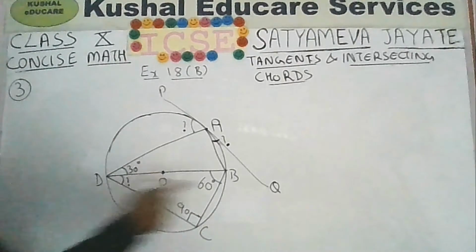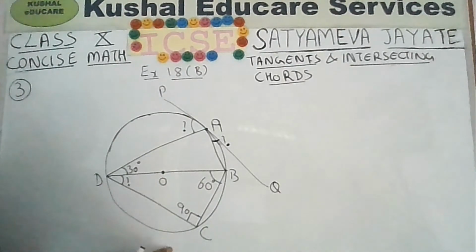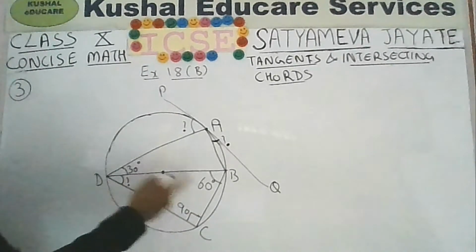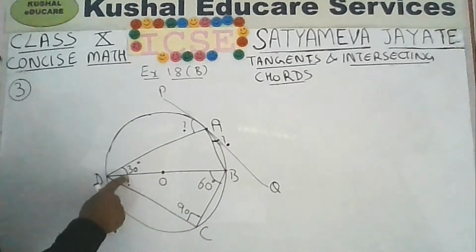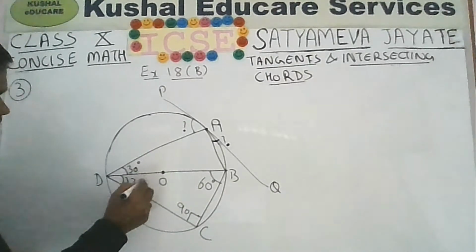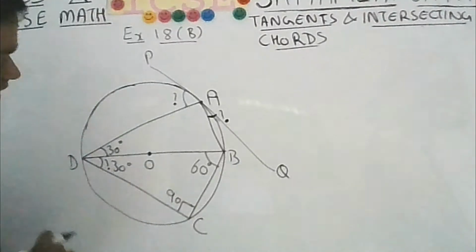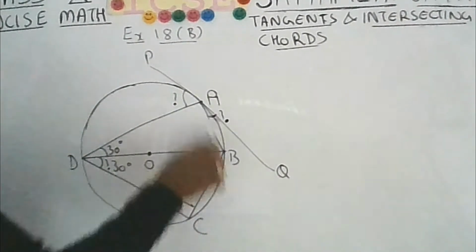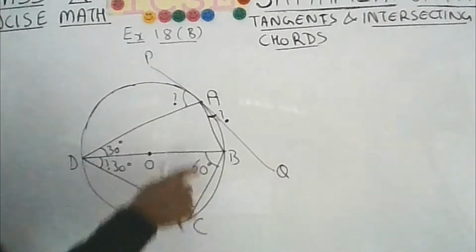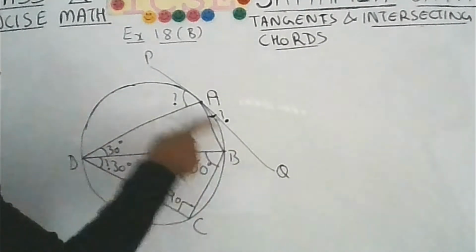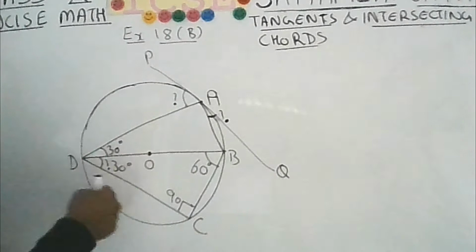Then you can see the triangle DBC, use the angle sum property, 90 and 60, you will get 150. So 180 minus 150, so this angle will be 30 degree. Now you know that PQ is the tangent and AB is the chord. So if AB is the chord, the angle between the tangent and the chord will be equal to the angle in the alternate segment.